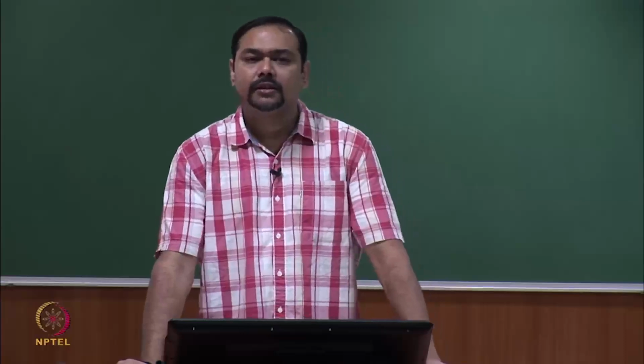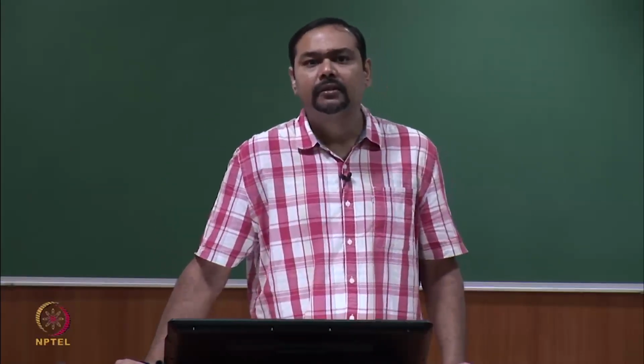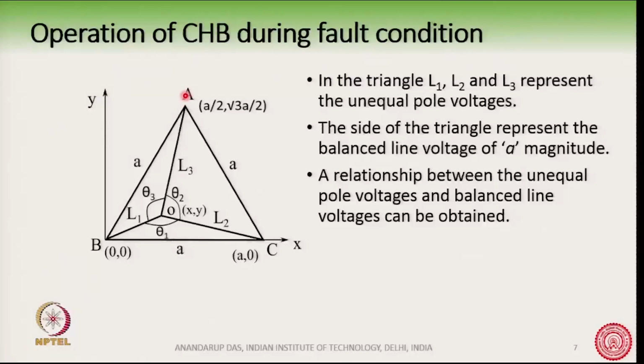Let us now see the mathematical expression of the unbalanced voltages and the balanced line voltages. Let us represent the balanced line voltages by this equilateral triangle having magnitude of small a. These are the three equilateral triangles which are formed from unbalanced pole voltages having lengths L1, L2 and L3 here.